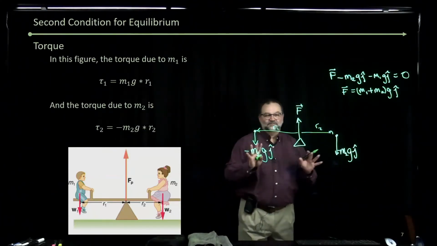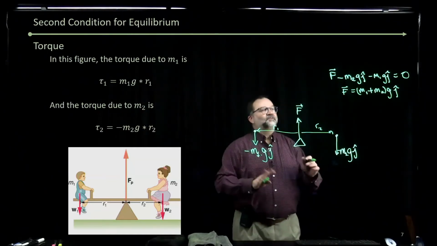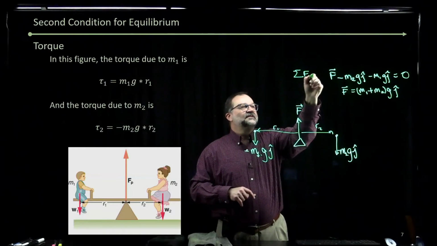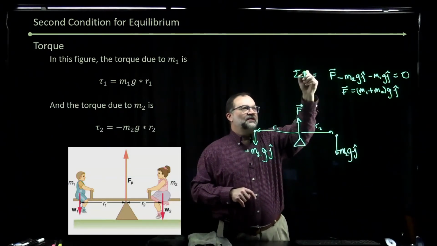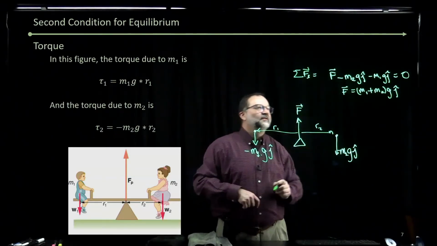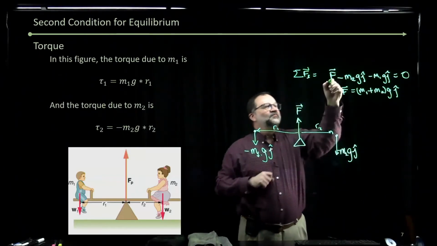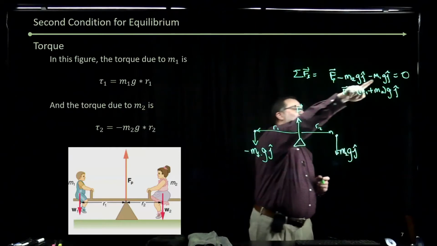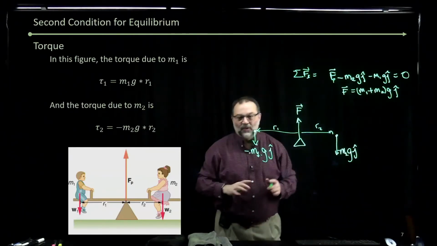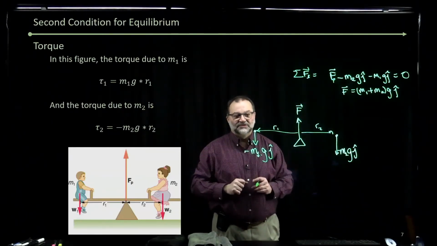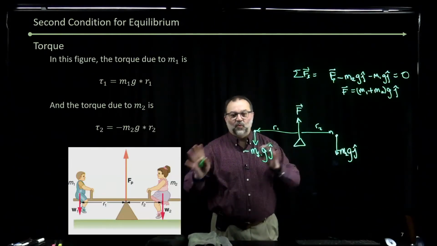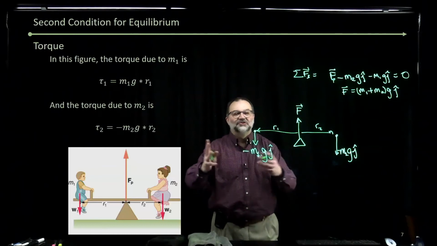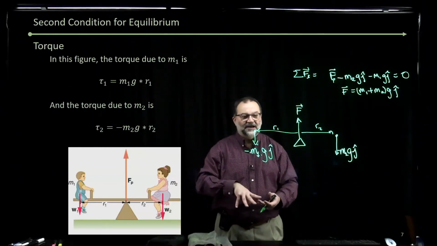So what we're after, this was the sum of the forces equals 0. So whatever the forces are, which is the force of the pivot point minus the weights. All right, now we're after the sum of the torques equals 0. What are the torques? Which ones are positive? Which ones are negative? How do you figure that out?